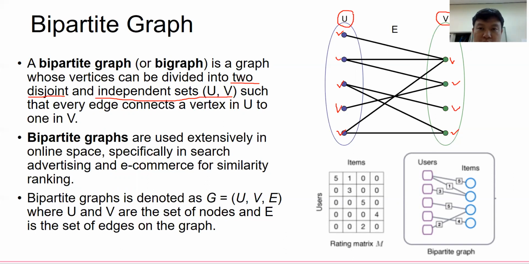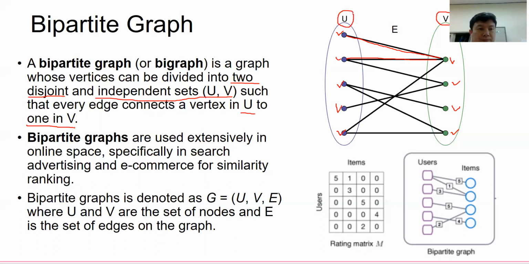For this one, we want to connect each vertex in U with a vertex in V. So there is an edge, this is the edge, and this is the edge. So we call this a bipartite graph. Every vertex in U is connected with one vertex in V.